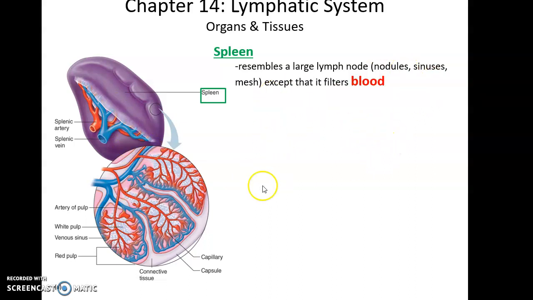So what the spleen is filtering is blood. That's why it has all these blood vessels coming in, bringing the blood in, allowing it to be filtered by the mesh-like structures in the spleen.